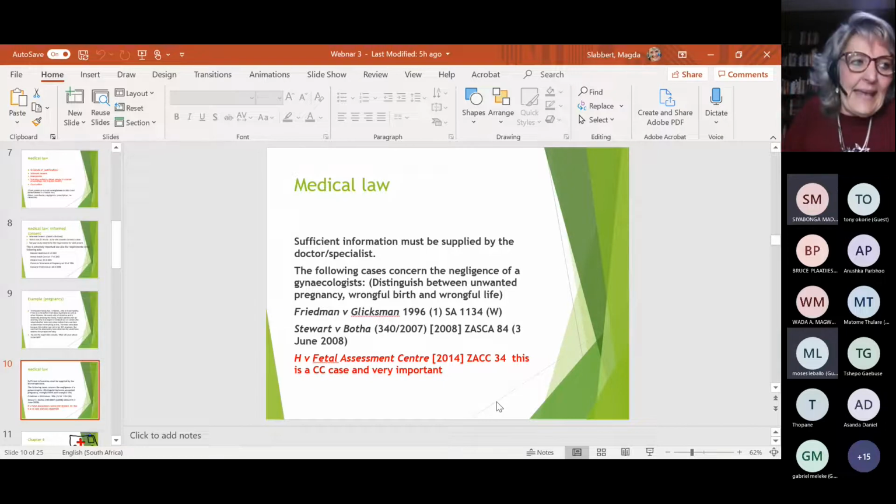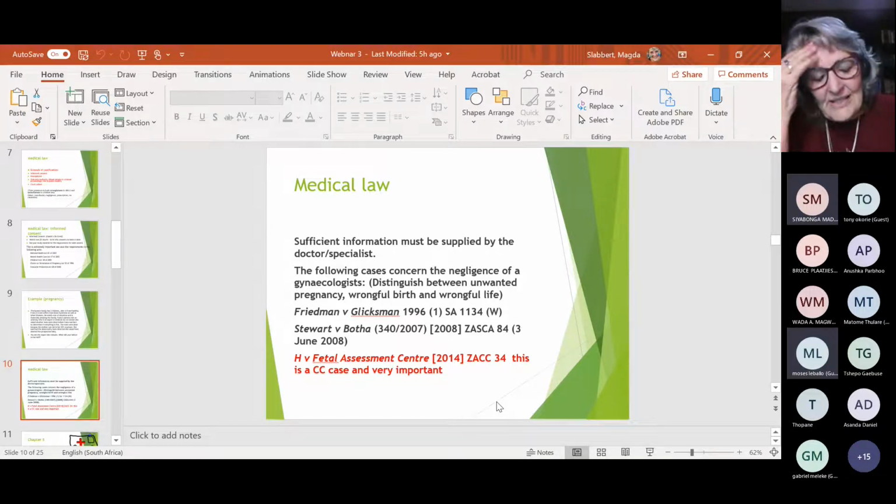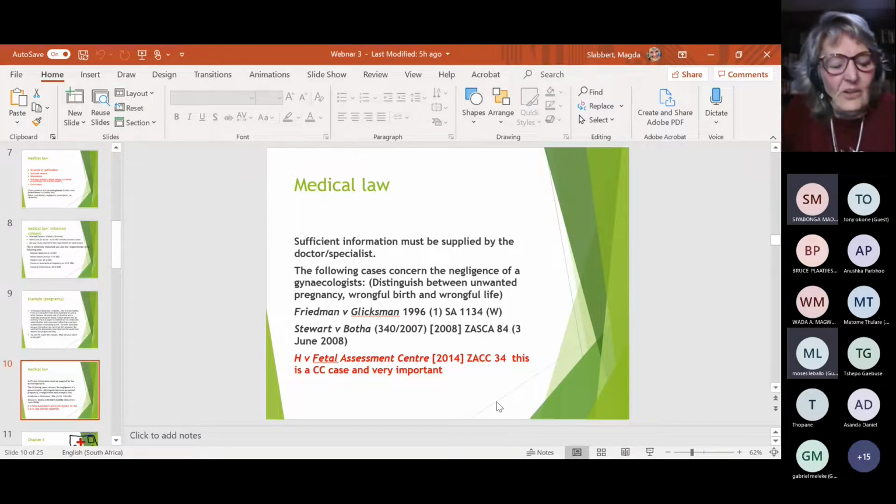And then the defendant cannot raise the exception that it is contra bonos mores anymore. But it still has to be proved on the facts. So this is very important because a lot of negligence cases happen in gynecology, where obstetricians and gynecologists are specifically asked by women to do certain tests. Then the tests are done but interpreted wrongly.